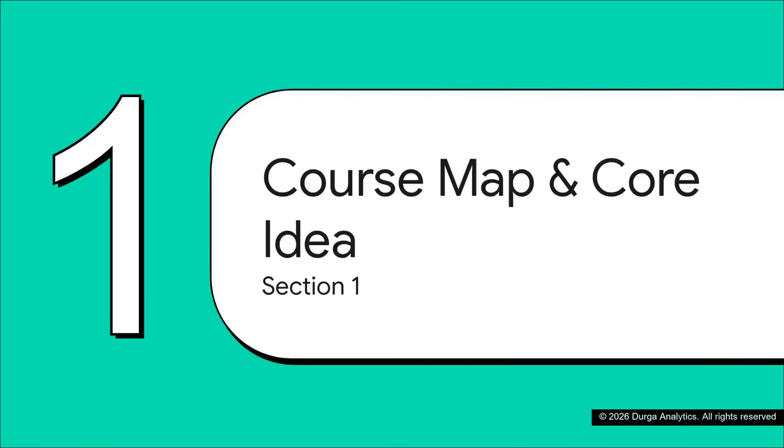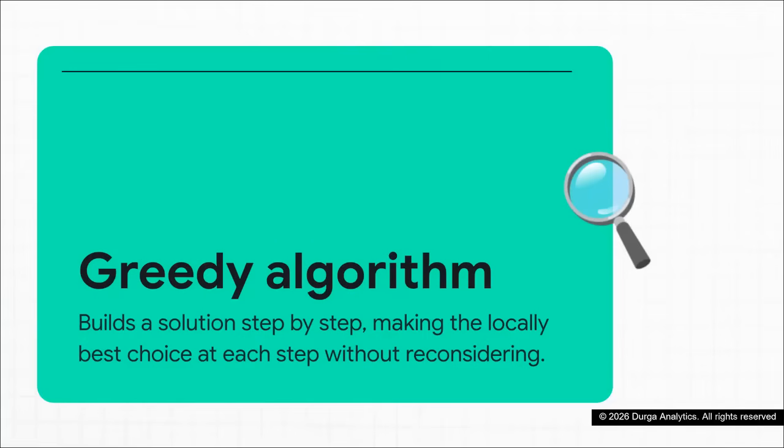All right, Section 1, Course Map and Core Idea. So, what exactly is a greedy algorithm? Simply put, it builds a solution step by step by making the locally optimal choice right now, without worrying about future consequences or backtracking. Now, what's really interesting here is that emphasis on right now. A greedy algorithm is remarkably fast and incredibly simple because it just grabs the best-looking option at the exact moment it's presented, and it never, ever reconsiders its past choices.